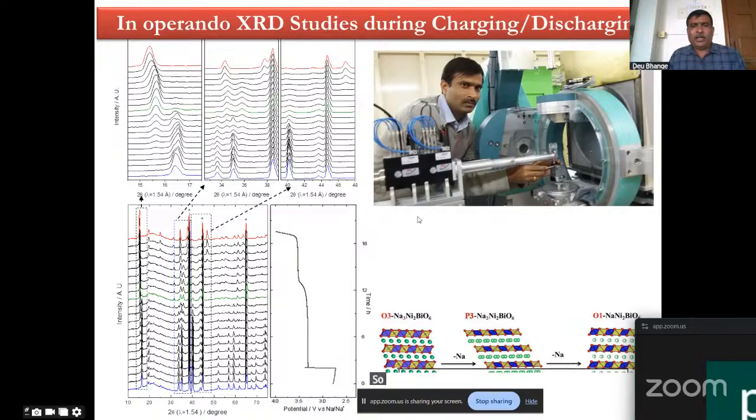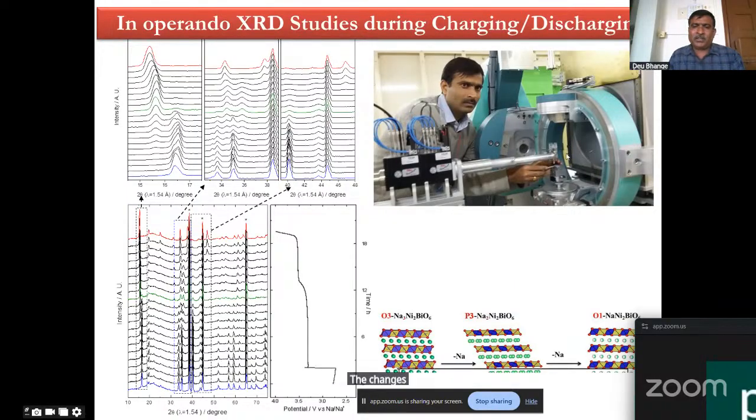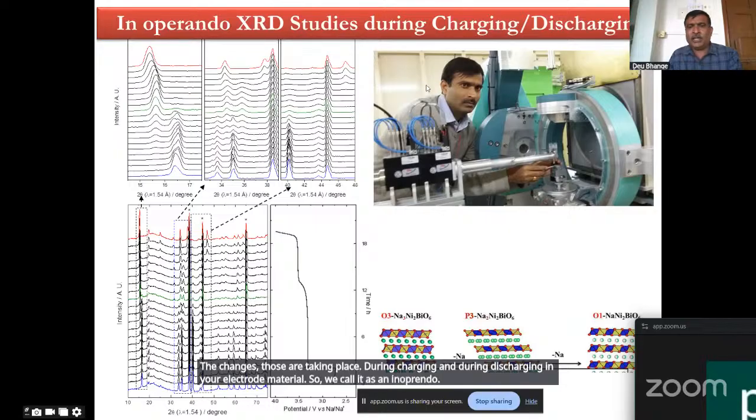This is one more specialized application. You can put your battery here, and this is the X-ray beam that is coming here, and there is a plate type of detector. You can charge your battery continuously or discharge it continuously, and you can probe the changes taking place in your electrode material during charging and discharging. So we call it in operando XRD studies.